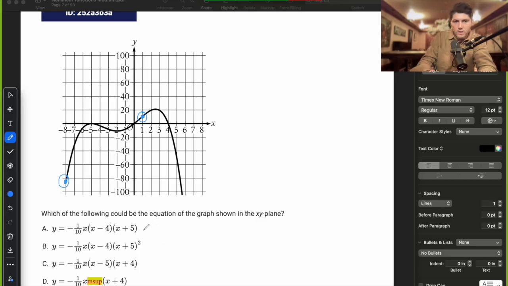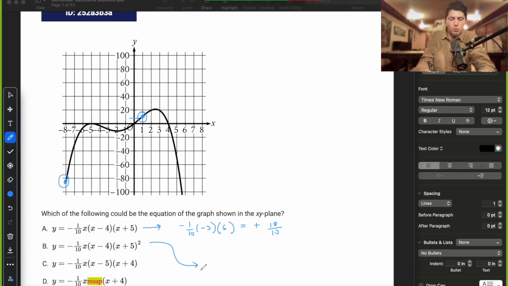If x equals 1, answer choice A gives me -1/10 times 1 times 1 minus 4, which is -3, times 1 plus 5, which is 6. And this will give me some kind of a positive value. And that positive value will be 3/10 times 6. 3/10 times 6 is 18/10, right? Now, that doesn't look right to me because this value looks to be between 20 and 0, right around 10 or so. Let's see what happens with B. At least it's positive, though, right?